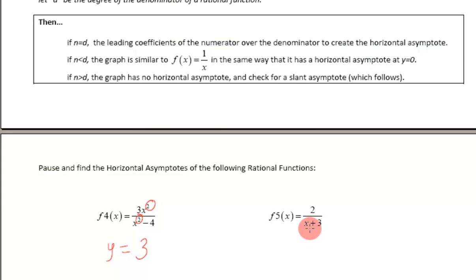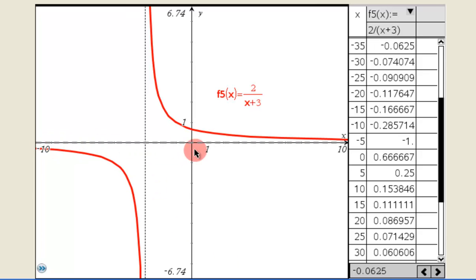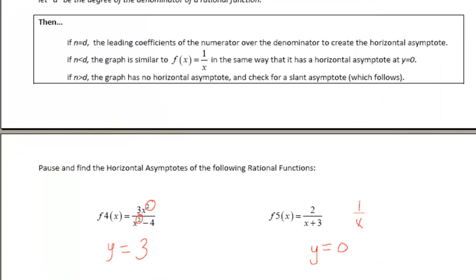Next one, F5. In the numerator, the degree is 0. In the denominator, the degree is 1. Therefore, it's just like the graph of 1 over x, basically. So we have a horizontal asymptote at y equals 0. Let's check that one out. Here we see the horizontal asymptote at y equals 0. Again, checking my x inputs. Far to the left, -35 is about 0. As we go far to the right, 30, it's about 0 again. So the horizontal asymptote is at y equals 0 because the denominator is greater than the numerator, or the numerator is less than the denominator, however you want to think about it.